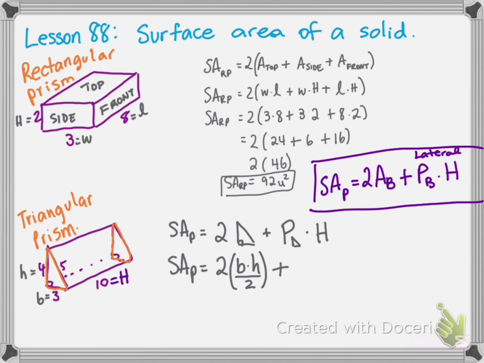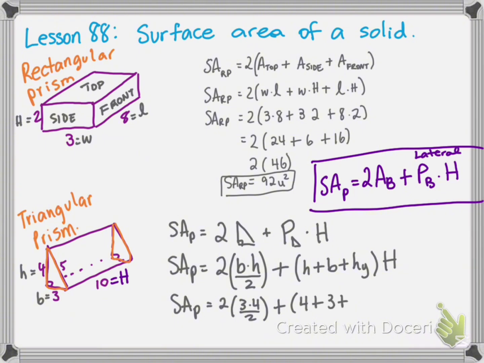And then plus the perimeter. So what is the perimeter? It's the height plus the base plus the hypotenuse. Let me put it like that. And then all of that times the H. So if we substitute the values, we're going to get 3 times 4 divided by 2. And then we're going to add those sides. So it's 4 plus 3 plus 5 times the height, which in this case is 10.